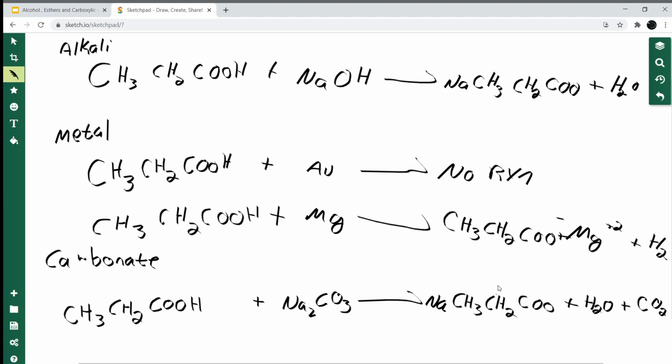So when we have an organic acid or a carboxylic acid and a carbonate, we're going to end up making the same salt as we did before. We'll make some water, because acid and base, and this essentially acts as a base. And we'll also make some carbon dioxide.